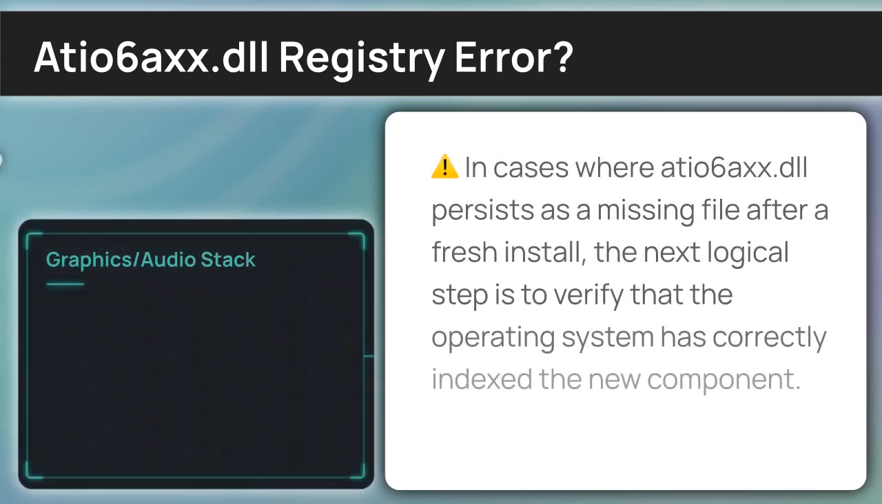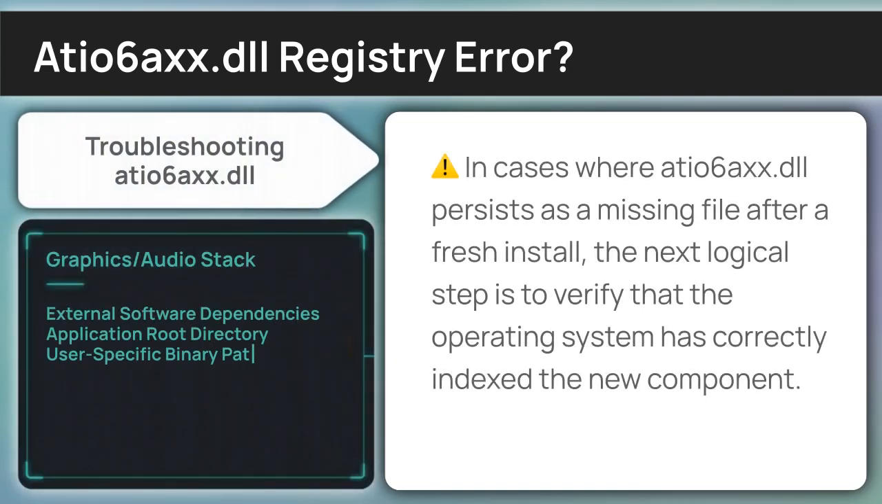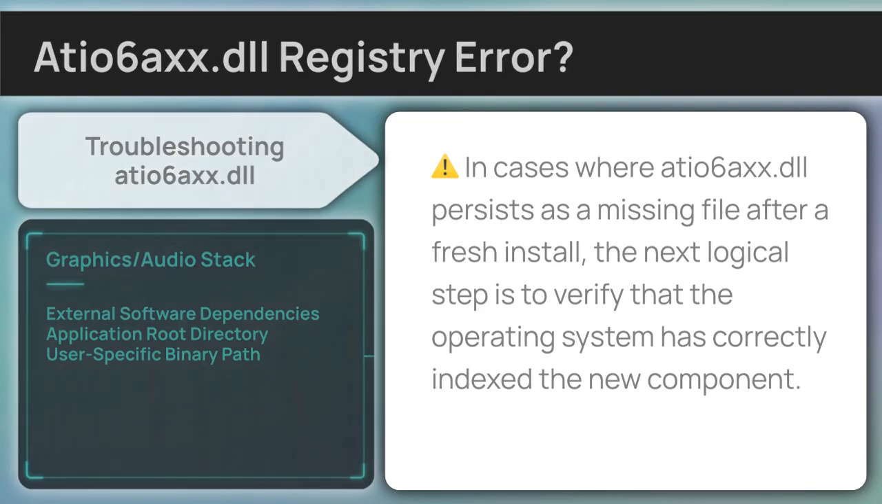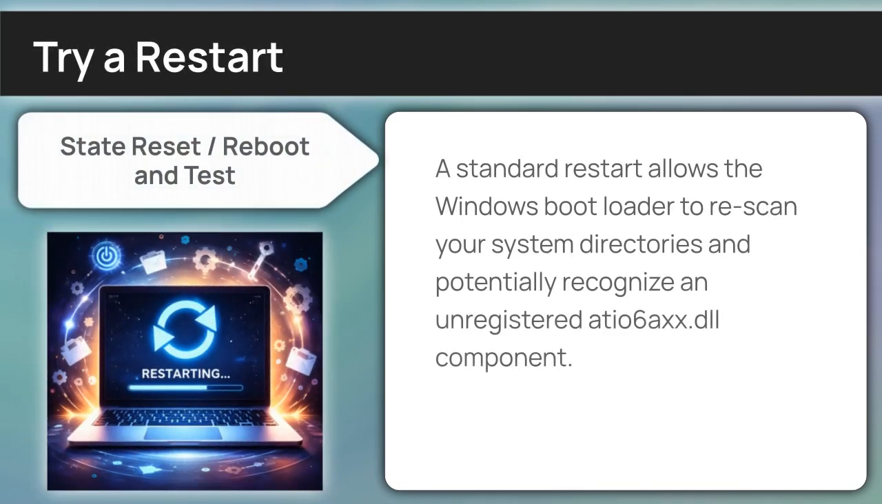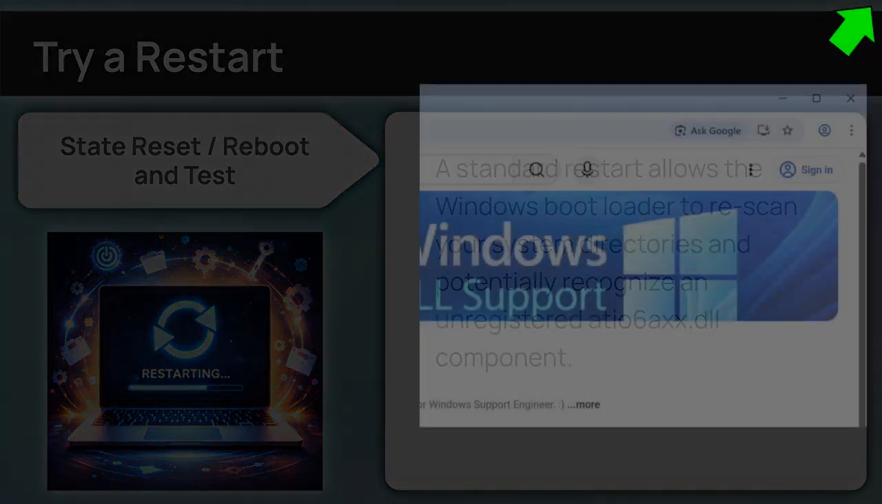If the redistributable repair didn't resolve the pop-up, the next logical step is to analyze the local environment for process conflicts. A standard restart allows the Windows bootloader to rescan your system directories and potentially recognize and register the Atio6axx component.